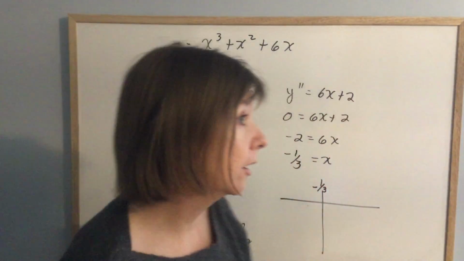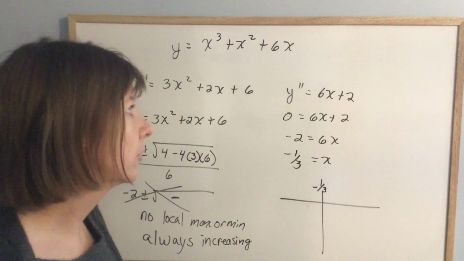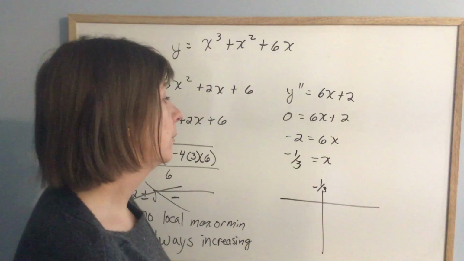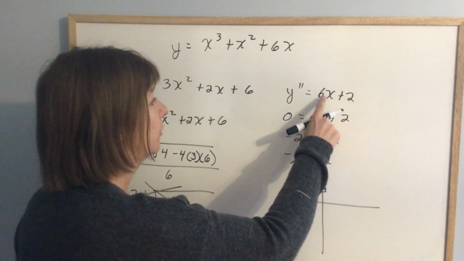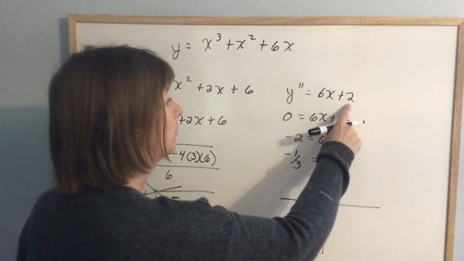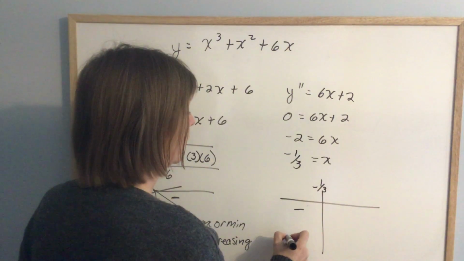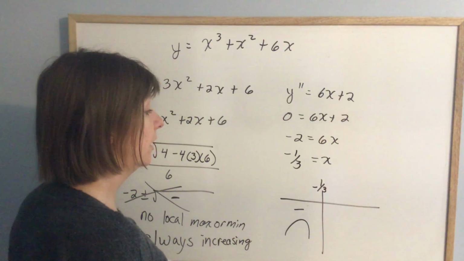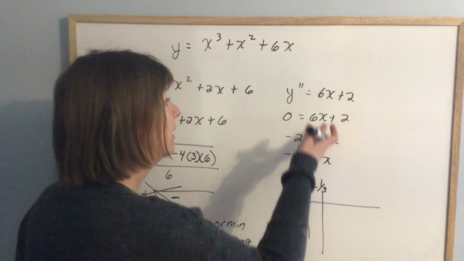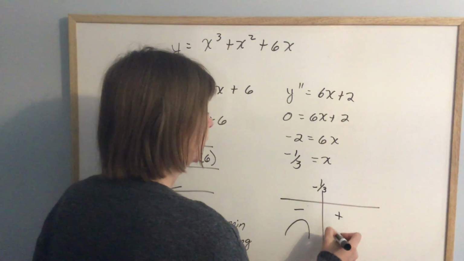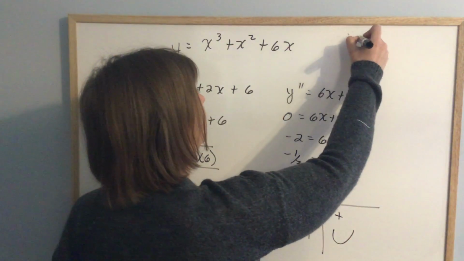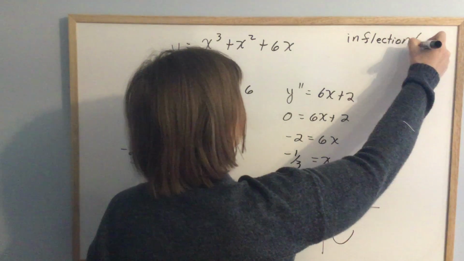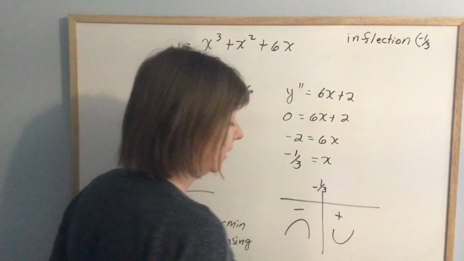So I'm going to check. I'm going to pick a number less than negative 1/3, like negative 1. I'm going to put it into the second derivative, and I'm going to see whether it's positive or negative. So 6 times negative 1 is negative 6, plus 2 is still negative 4, so it's concave down. After negative 1/3, so say 0, this would end up being positive, which means it's concave up. So I do have an inflection point when x is negative 1/3.